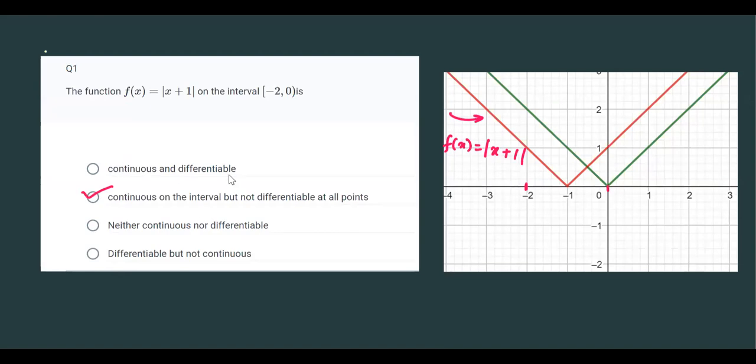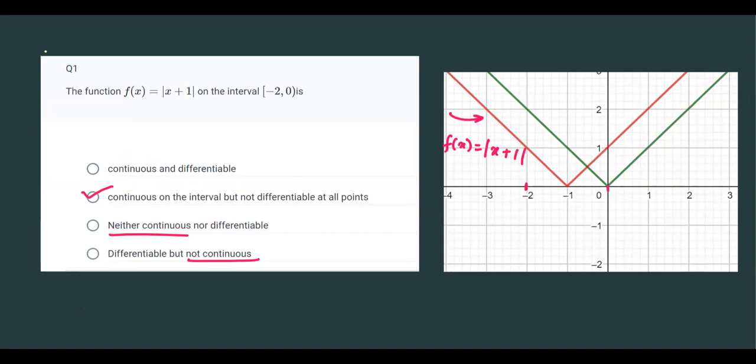The other option, continuous and differentiable, means it is throughout continuous and throughout differentiable. Wrong. And here it is neither continuous nor differentiable. No, it is continuous. Differentiable but not continuous, so these options are wrong. Neither continuous nor differentiable, these are wrong. So this is the correct answer. Is that clear? Very simple.